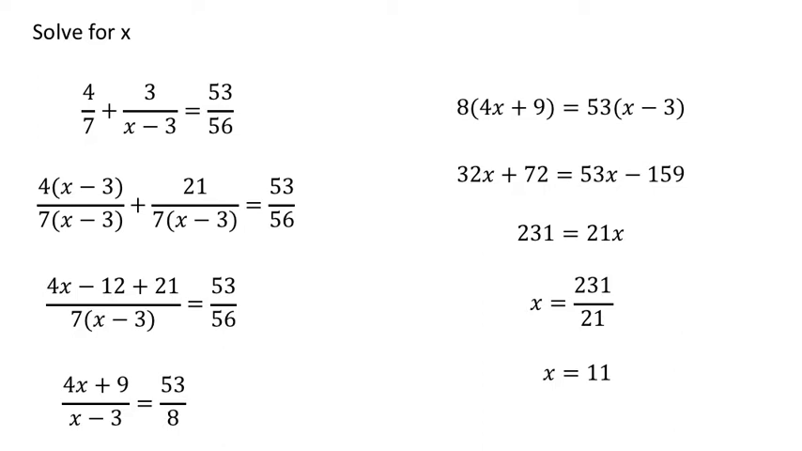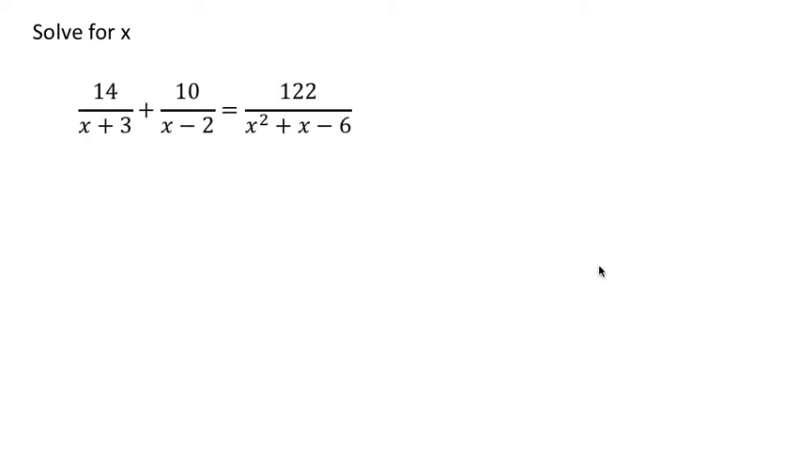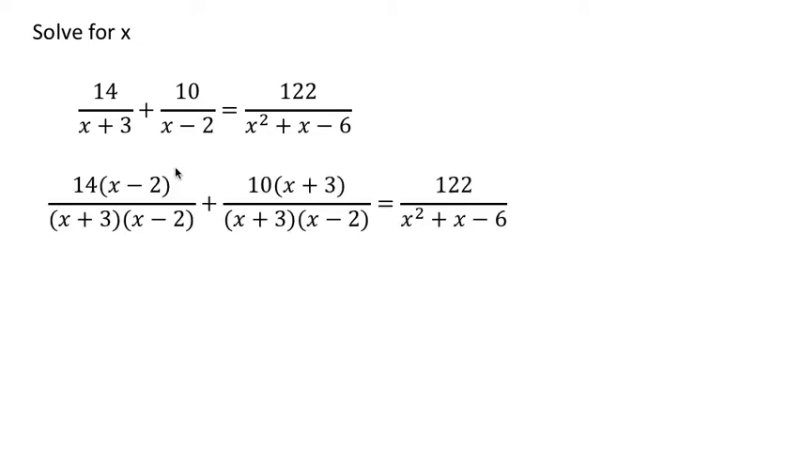Another example, this time a bit harder. We've got to get a common denominator. Let's start with the left-hand side. x plus 3 times x minus 2 has to be our common denominator. So times this one by x minus 2, times this one by x plus 3. Now, guess what? x squared plus x minus 6 is the same as x plus 3 times x minus 2. Look at that. All three things have the same denominator. So that means we can just ignore the denominator for now.